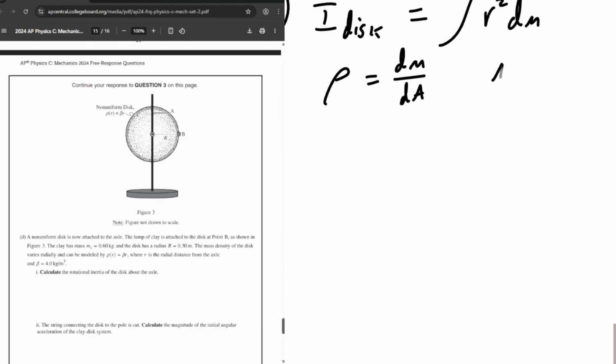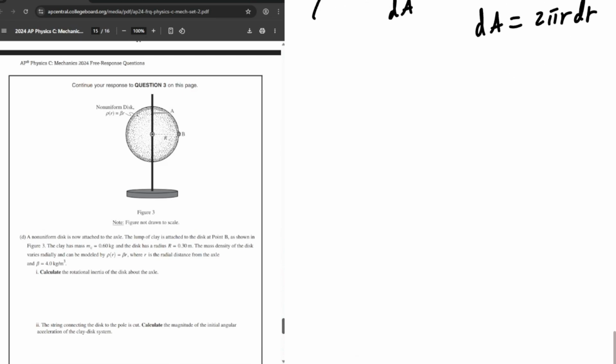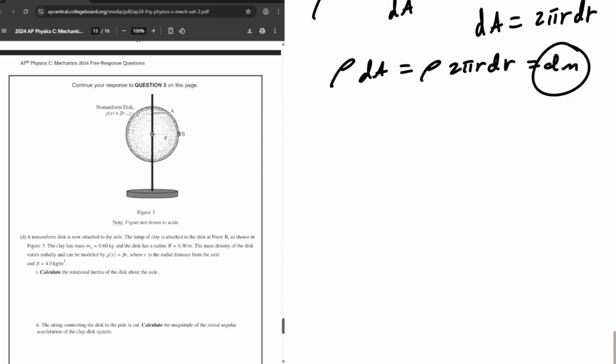So now we're going to say the area of the disk is equal to pi r squared, right? Because if it's a disk, they're not giving us the height or thickness, so we can say it's an area mass density. So the area is pi r squared, and the difference dA in area is 2 pi r dr. So rho dA, which is rho 2 pi r dr, is equal to dm. Now I can sub that dm in for this one.